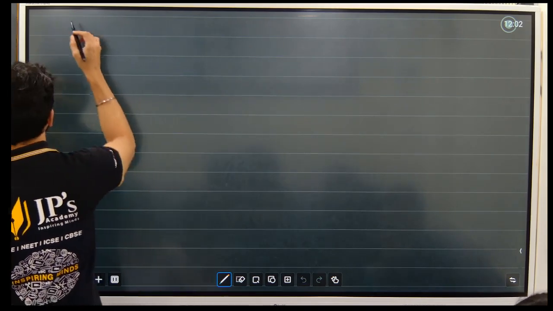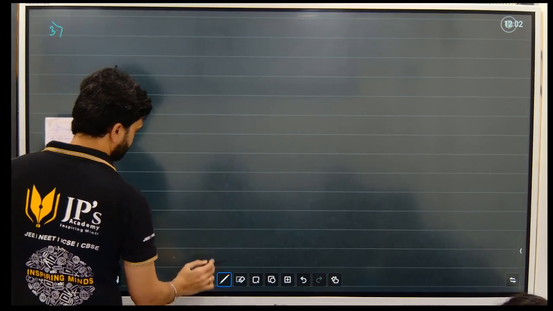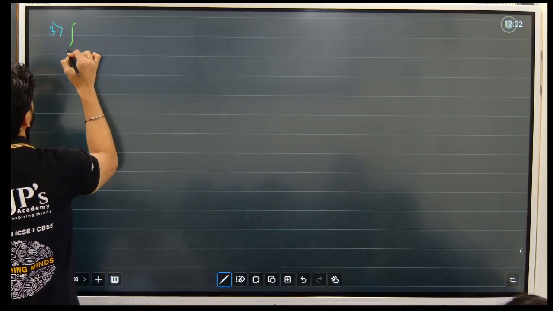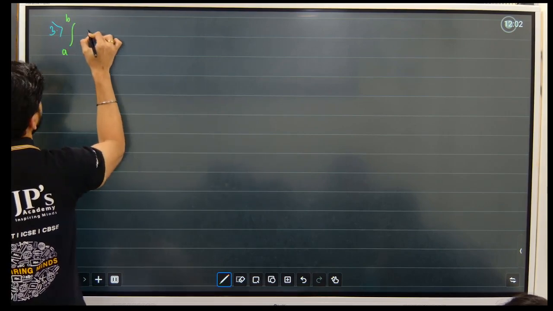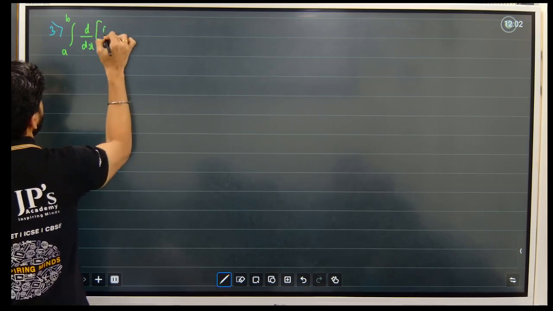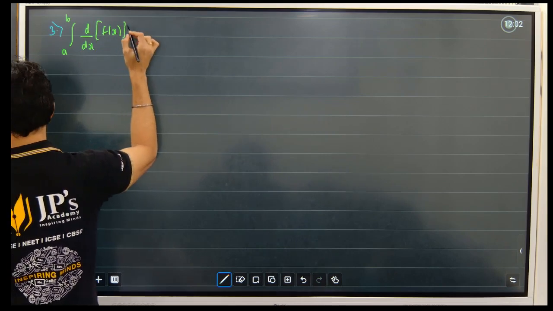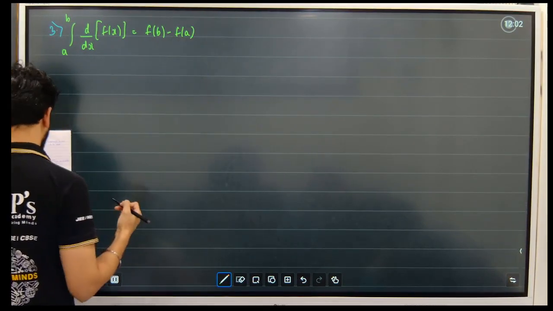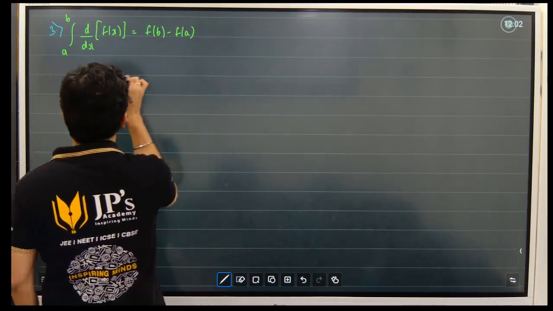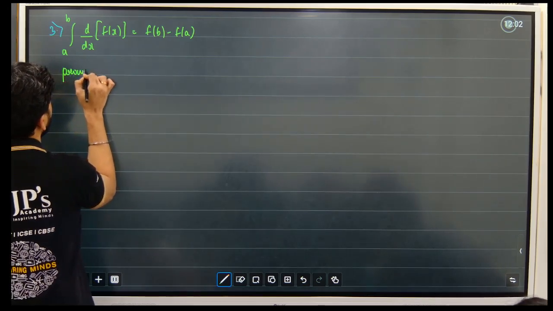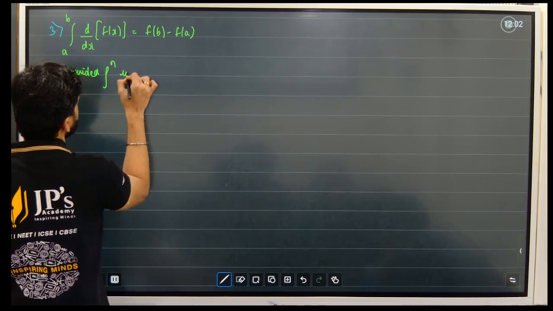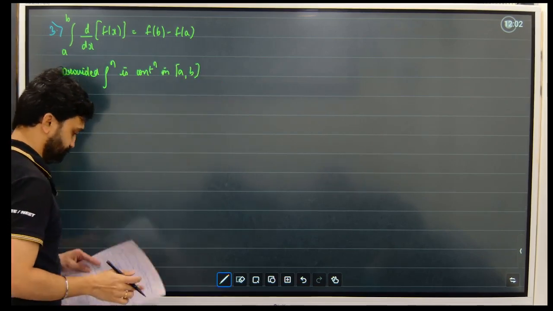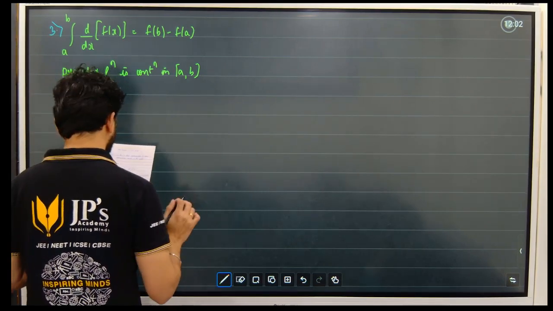Next, third point. Integration a to b d by dx of f of x is equal to f of b minus f of a, provided the function is continuous in a comma b. Okay, the function is continuous in a comma b.